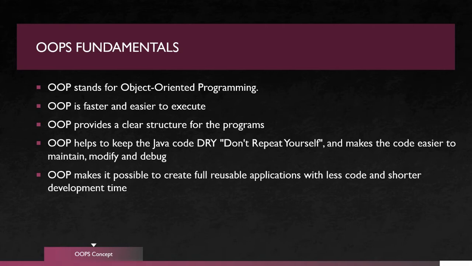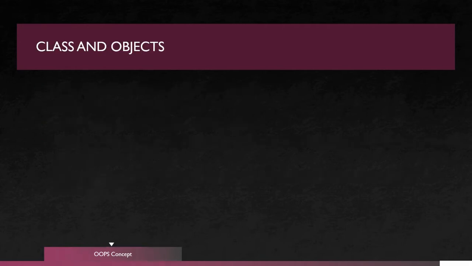We can say that OOP makes it possible to create a fully reusable application with less code and shorter development time. So whenever you are talking about the OOPS, people are talking about class and object. You can first start with class and object. What is a class and what is an object?